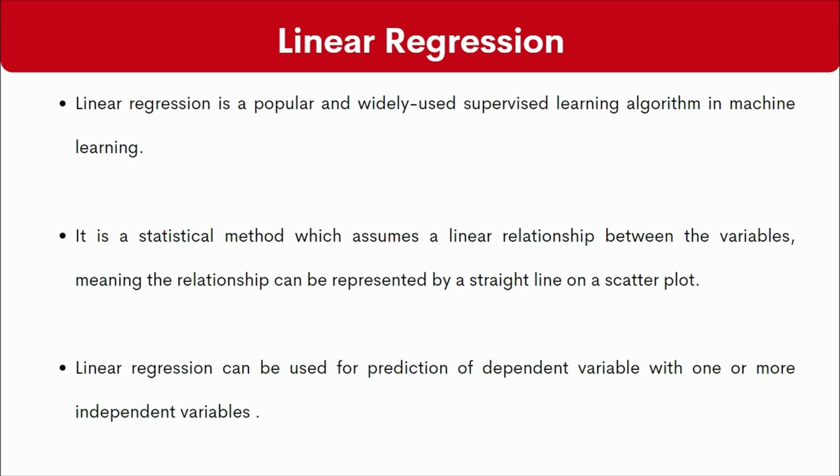Remember the term straight line on a scatter plot. It can be used for predictions of a dependent variable with one or more independent variables. In this context, the dependent variable is nothing but your target column. We are talking about regression, right? I just want to quote an example. Once again, we'll stick with the selling price of our car, which has a lot of numerical values, or a temperature which you are going to predict, which is a continuous variable. It is a regression problem.